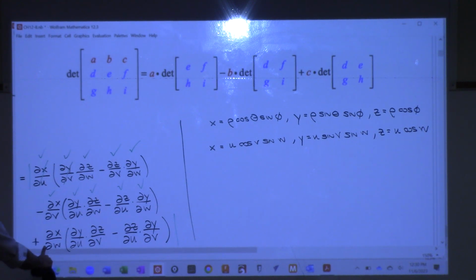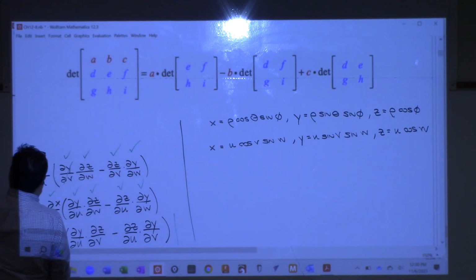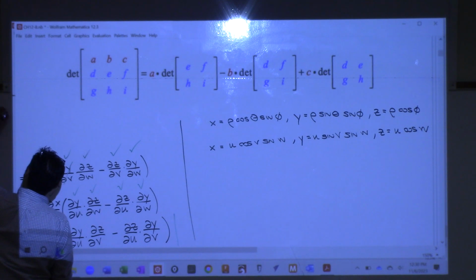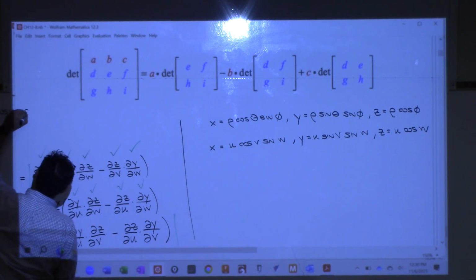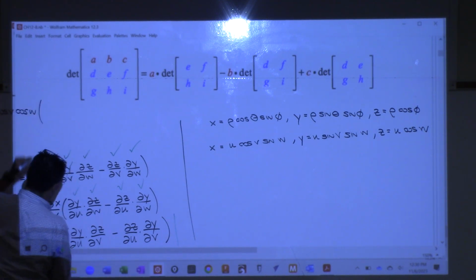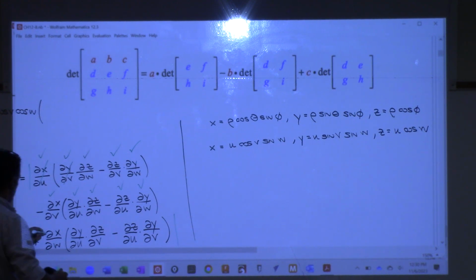Partial x with respect to w. Why are we doing this? We know the answer is going to be rho squared sine phi. Because I want you to see that with this formula you can do this. It's going to be ugly, but you can do it. Partial x with respect to w: u cosine v cosine w, then parentheses, so I've got that one now.